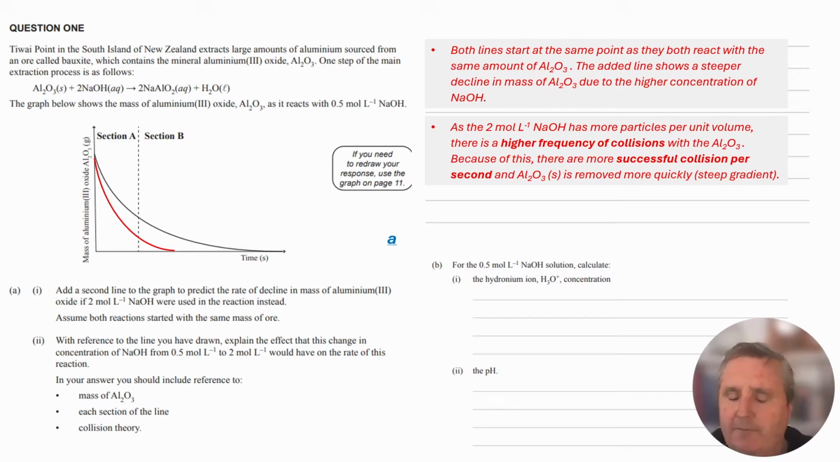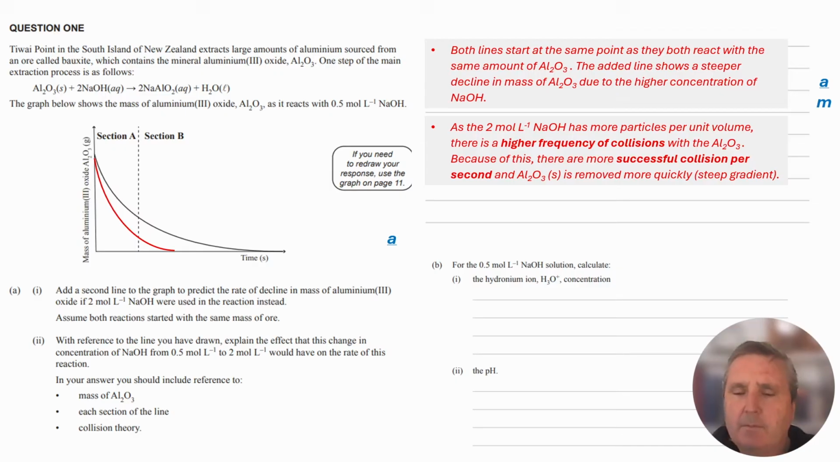So I've referred to the graph, and I've used collision theory to explain why the higher concentration is reacting faster. Maybe I should say something about the different sections. Let's look at section B compared to section A. Why is the rate of reaction decreasing in section B? Well, let's state something about that to make sure we cover all of the 3 points they've asked us.